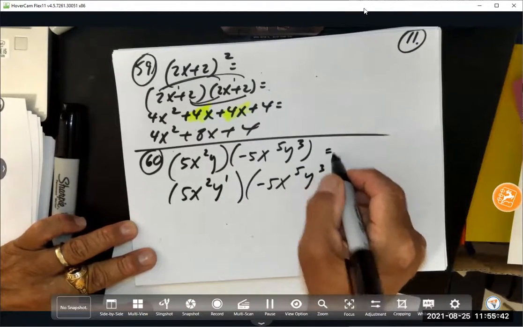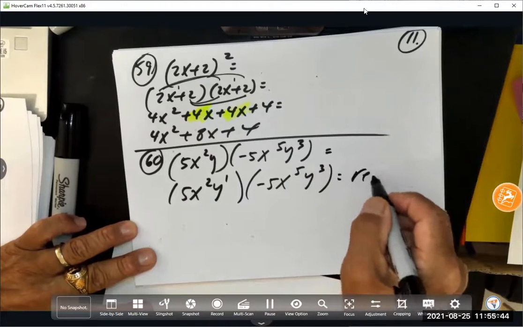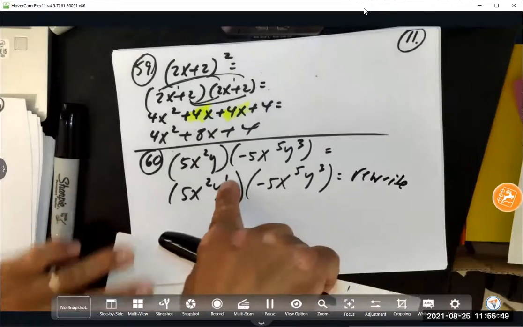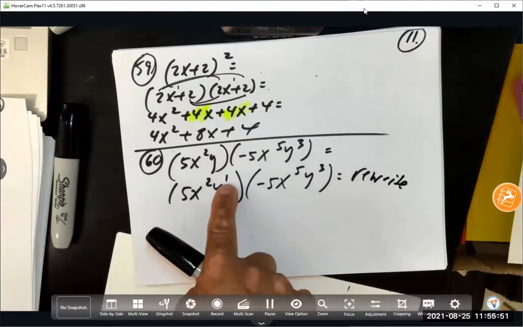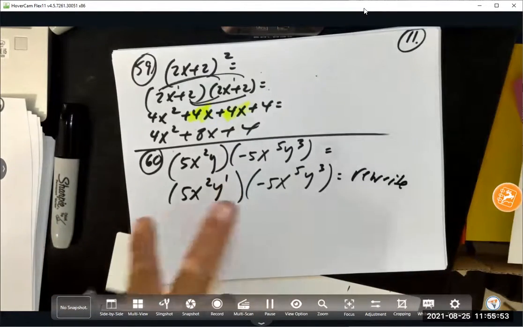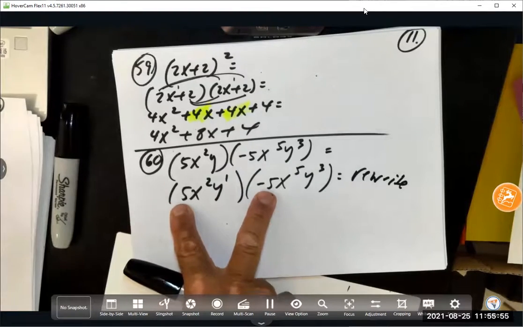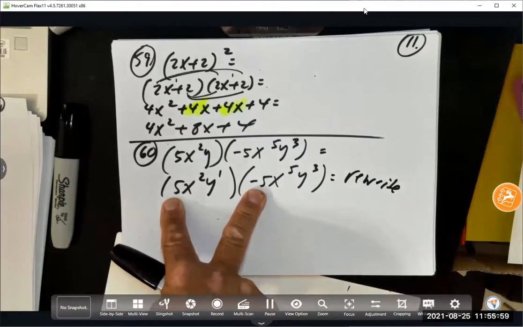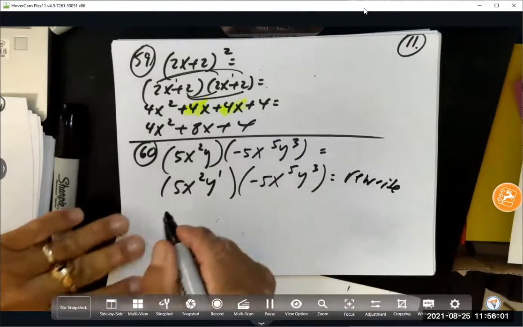Okay, all I did, I just put a 1 power right here. See it right there? Instead of y, I just put y1. So now, ready? Multiply the two numbers. See the two numbers right there, my fingers? What's 5 times negative 5? Negative 25.